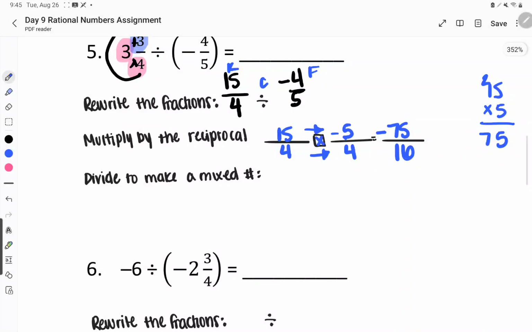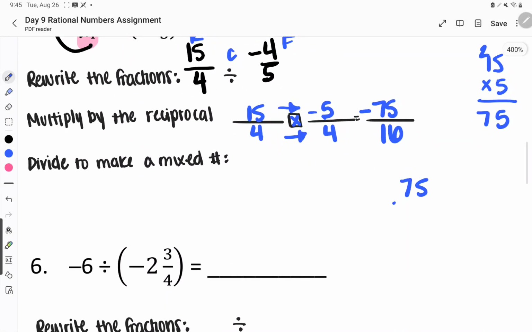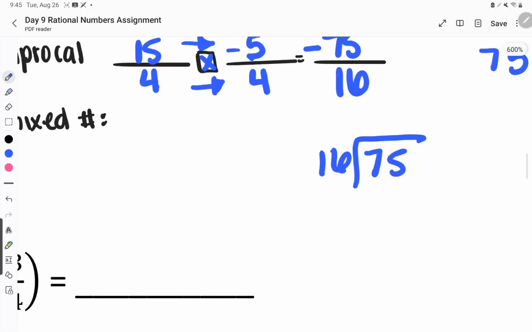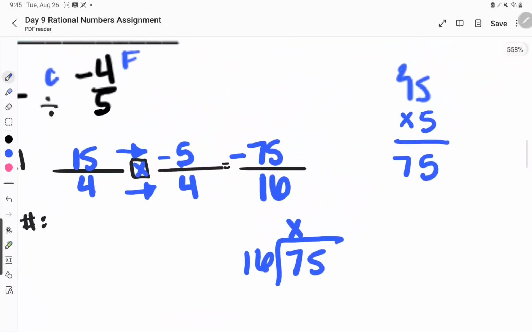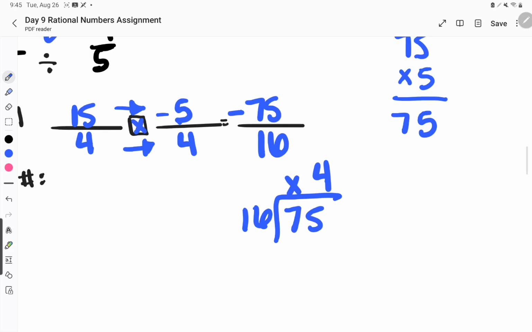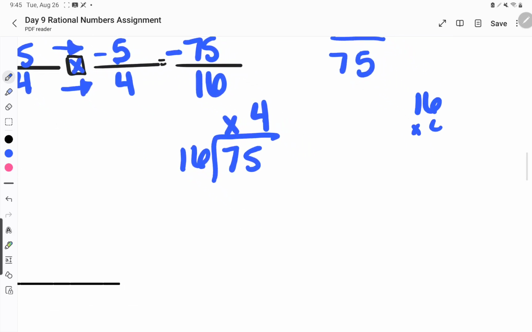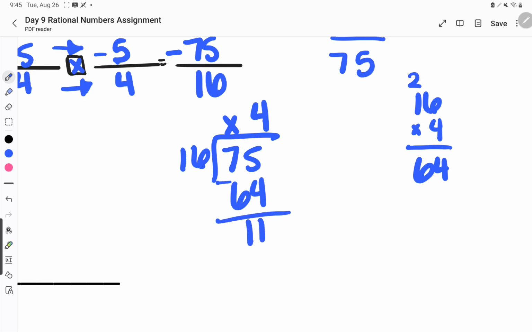And then to turn this into a mixed number, we're going to divide. So we have 75 divided by 16. 16 doesn't go into 7, but it would go into 75. We know that 15 times 5 gives us 75, so we know that it's going to be a little bit less than this 5 right here. So we're going to estimate a 4. 16 times 4 gives us, 6 times 4 is 24. Sorry, I wrote a 4 here in my 2. 4 times 1 is 4, plus 2 is 6. So this is going to be 64, and subtracting that gives us 11.